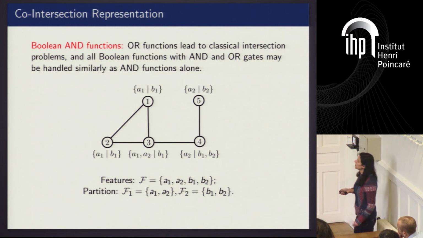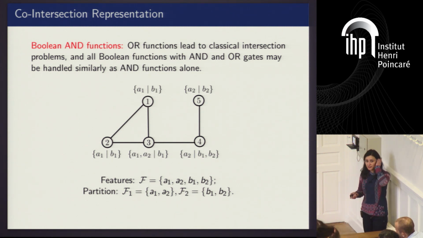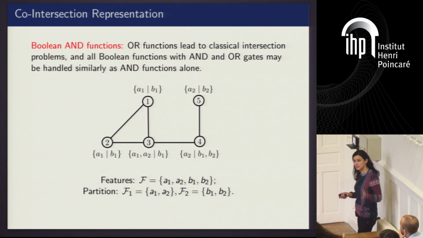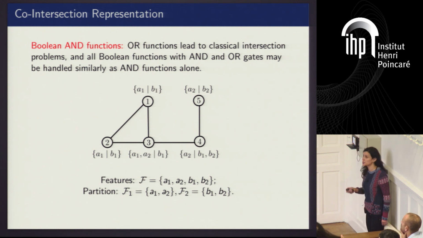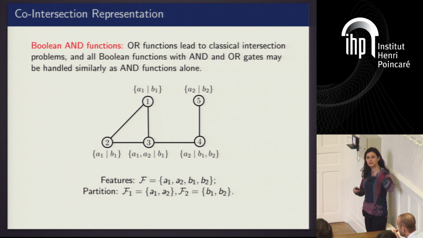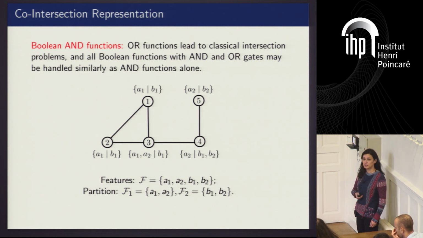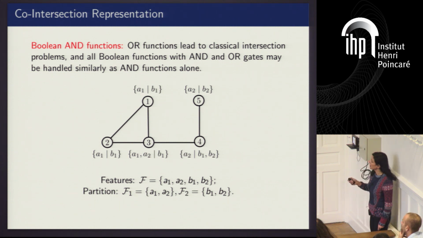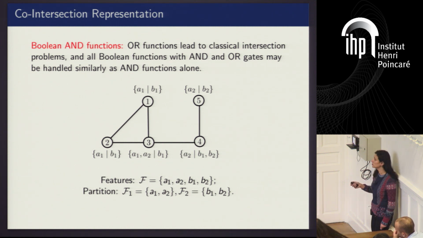So here, for example, is the simplest Boolean function that is not straightforwardly reducible to the intersection model. It's the Boolean AND function. Just think of the simplest function possible, AND, meaning you're partitioning your set of features into R subsets and you want to share at least one feature, or at least Pi features, from each of the parts in your partition. And for example, in this case, I have 4 features, A1, A2, B1, B2. Let's say I partition the set of features into 2 subsets, A1 and A2, and B1 and B2.